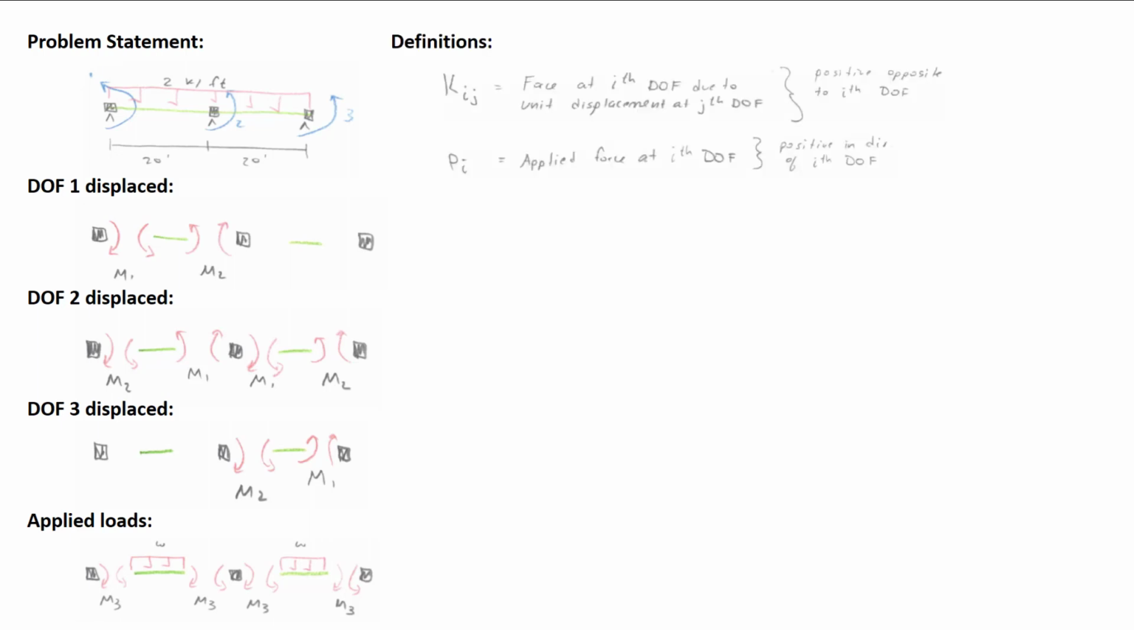Recall the definitions of the stiffness matrix and load vector. The stiffness matrix Kij is the force at the ith degree of freedom due to a unit displacement at the jth degree of freedom. The load vector Pi is the applied force at the ith degree of freedom. We previously defined the sign convention for these quantities. The stiffness matrix K is positive opposite to the ith degree of freedom. The load vector P is positive in the direction of the ith degree of freedom. Now this sign convention has physical sense. The elements of the stiffness matrix resist an applied load, and that is why they're positive opposite to the degree of freedom. The loads tend to move the node in the direction of the degree of freedom.